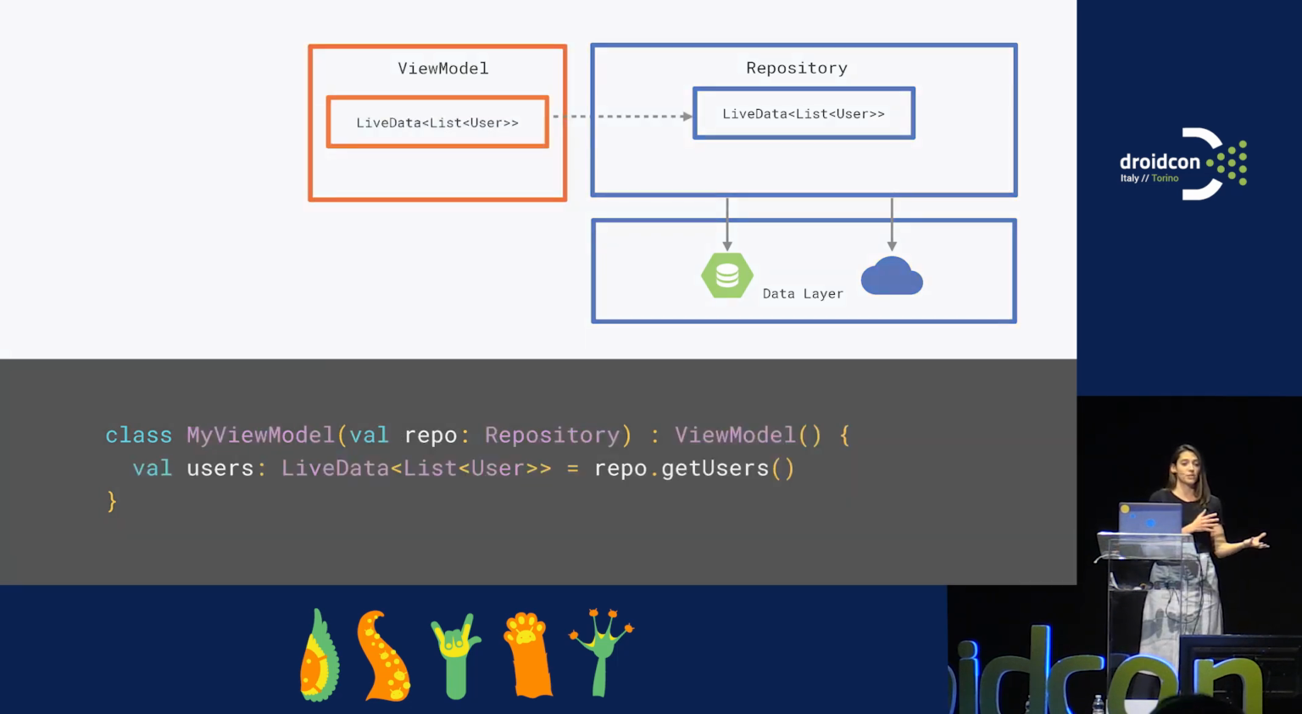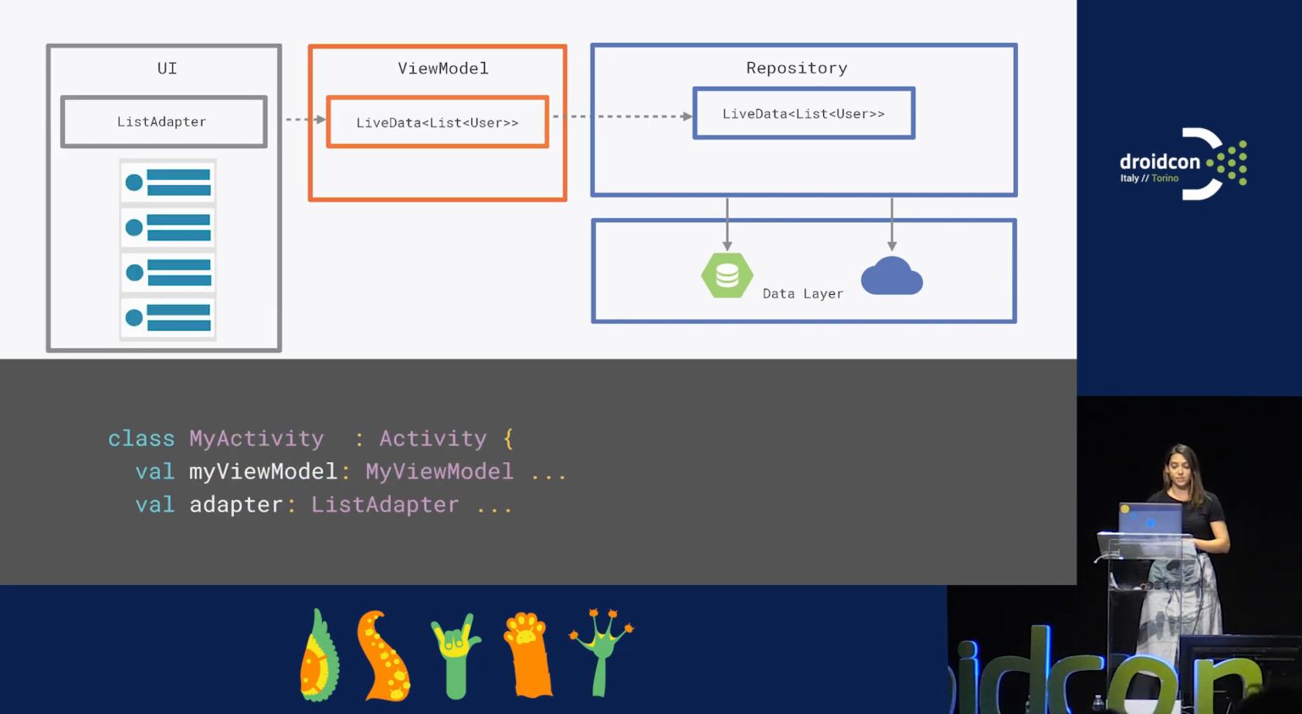Then that repository would probably be used by a view model that would as well expose a LiveData of a list of users. And then in the UI, you would work with that view model. You would observe the changes in the LiveData, and then you would populate a list adapter. So in the end, the architecture that is expected here is to have this stream of data coming from the data layer.